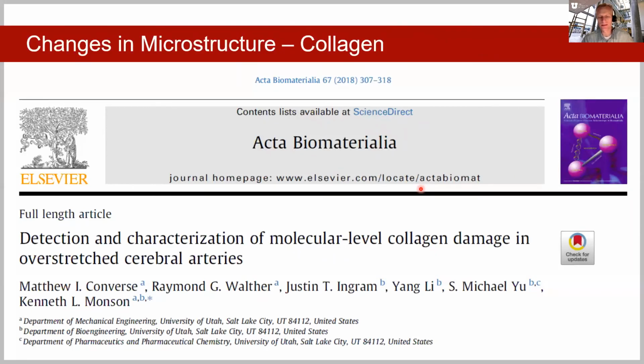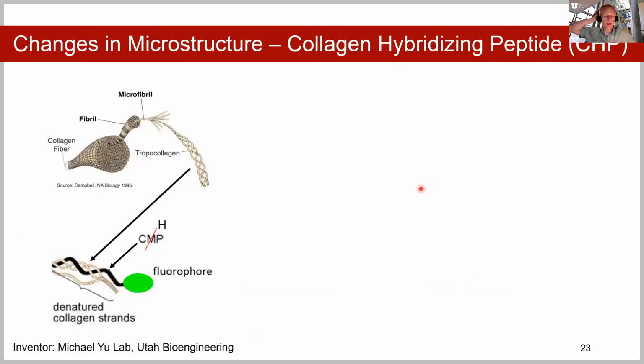And this work was primarily done by Matt Converse, reported in this paper shown here. But Michael Yu, who is a professor in bioengineering, invented a synthetic molecule, which he calls collagen hybridizing peptide. And he calls it that because it has the same molecular structure as a collagen fiber does.